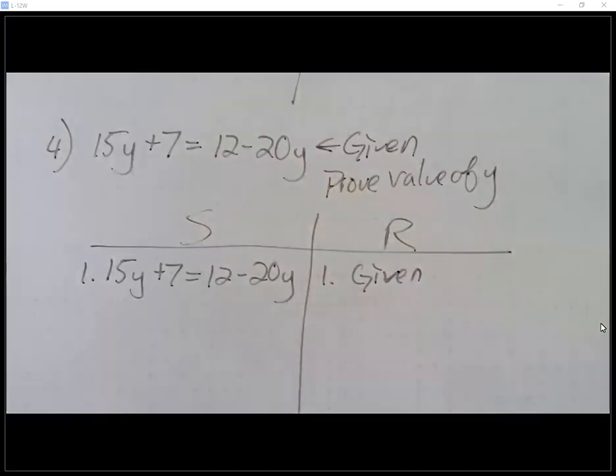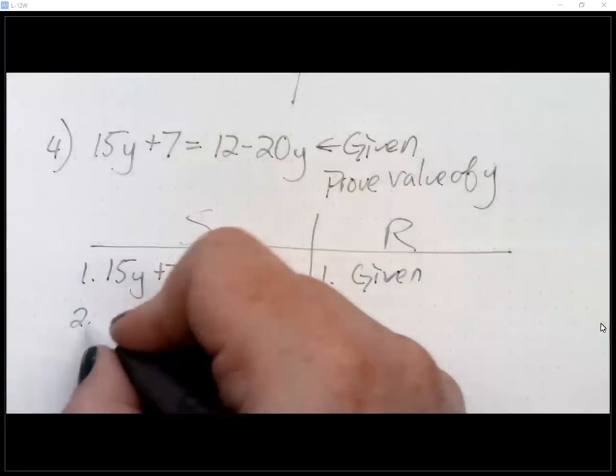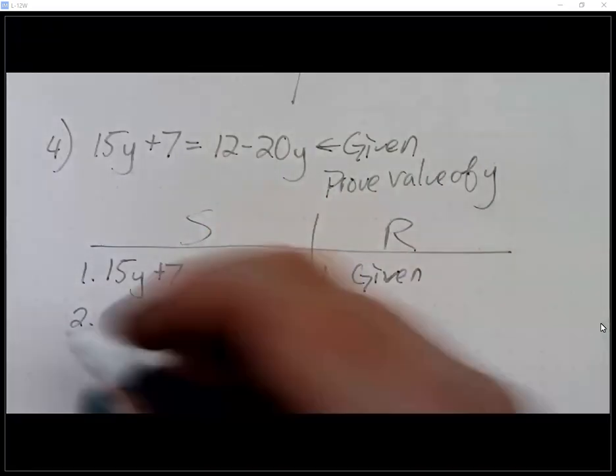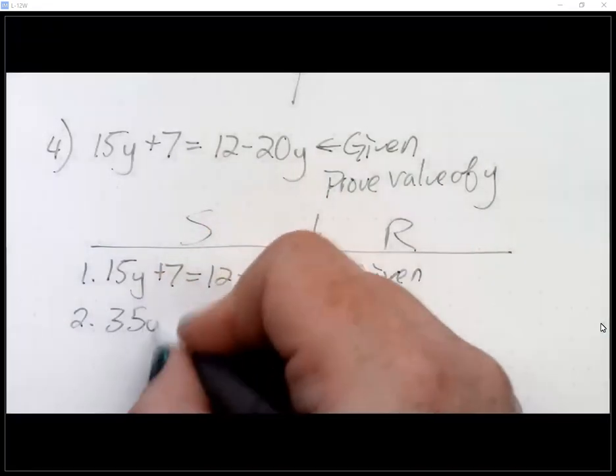These are nice because you have tons of experience solving equations. You know what to do next. What might you do? Sure. Okay, you could add 20y to both sides. If you added 20y to both sides, then my second line would look like, what would I get? 35y plus 7 equals 12.